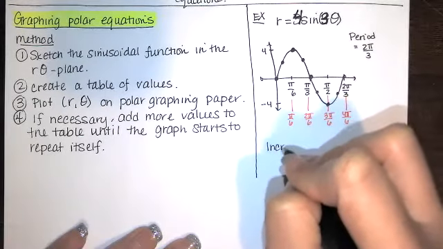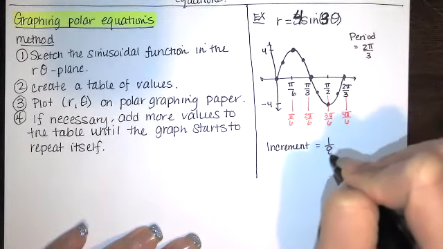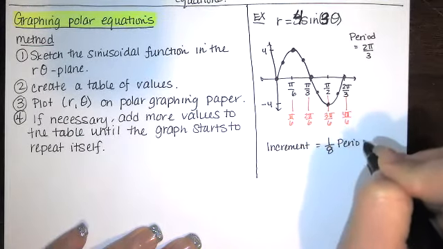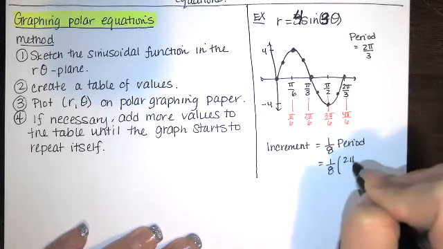So I'm going to call my increment 1/8 of the period. So that's 1/8 of 2 pi over 3.